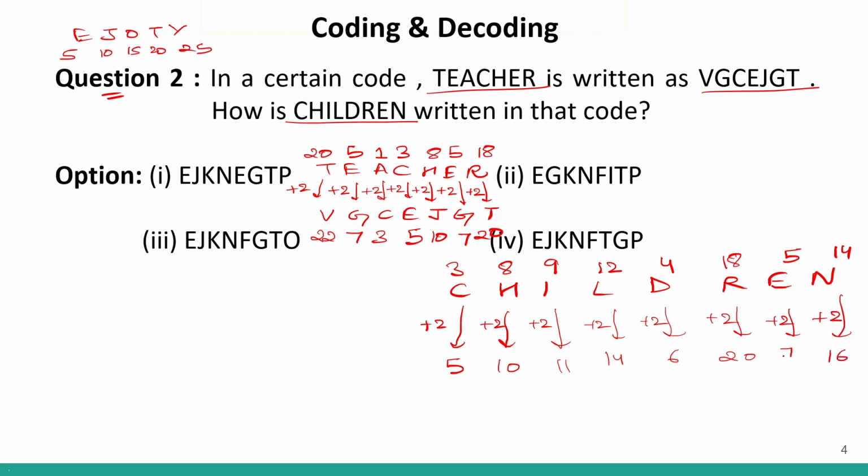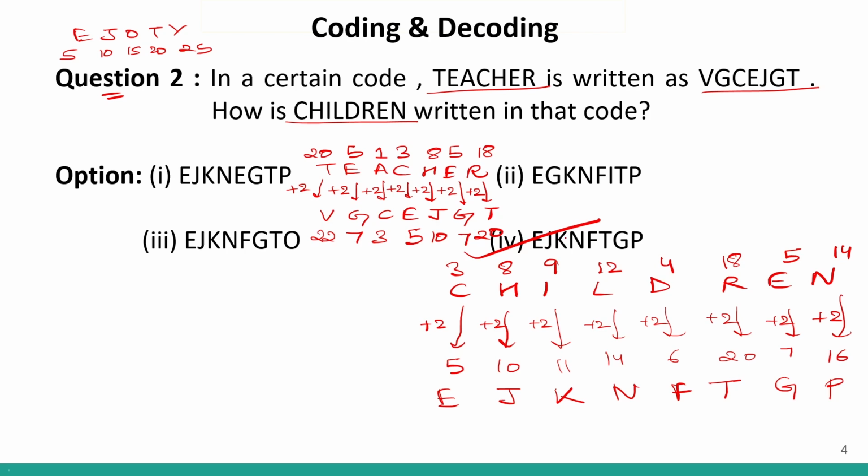16. Right? So 5 we have E. 10 we have J. 11 we have how much? 11 we have K. 14th position we have N, 6th F, 20th T. 7th position we have G. And at 16th position we have P. So the code will be E, J, K, N, F, then T, G, P. So this is given in which option? E, J, K, N, F, T, G, P. This is given in option number 4. So option number 4 will be the correct answer to this question.